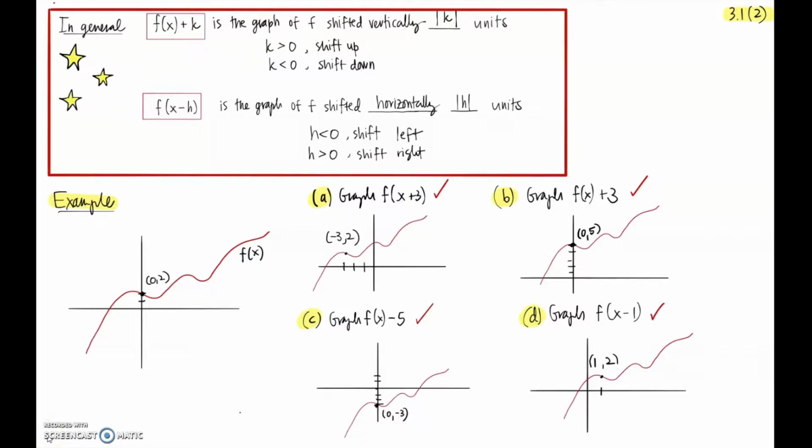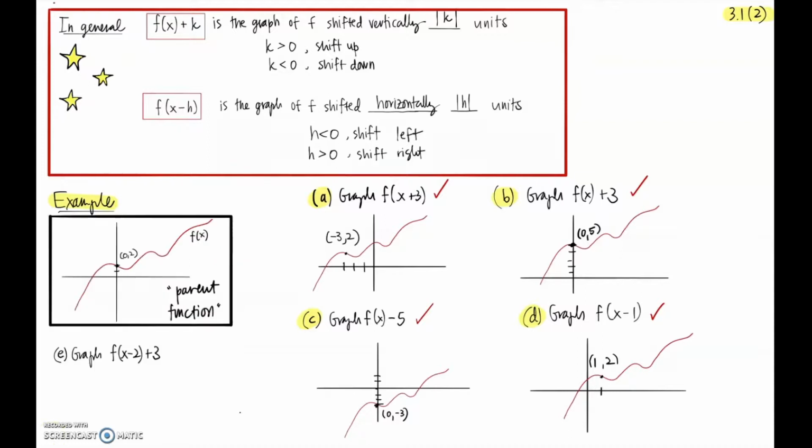Is it possible to combine horizontal and vertical shifts? Absolutely. So now let's attempt this one to graph this f of quantity x minus 2 plus 3. So this is definitely a vertical shift, up or down? Up 3 units. And here we have a horizontal shift. Let's see, should this go left or right? It's a minus 2, so this will go right 2 units, up 3 units.